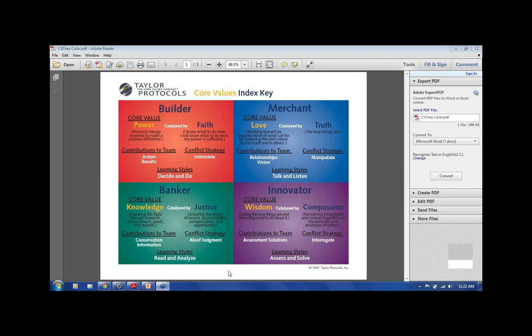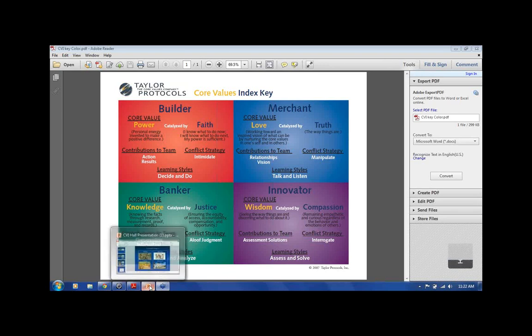Okay, I want to move on to builder. We do have a couple builders in this group. So let's look at what builder looks like. And builder, the core value is power. Now, sometimes we think of power being the ultimate power of, I'm going to stand over everybody and be powerful. That's not necessarily the way builders are. They can be leaders, but it's more on the physical energy of power, so it's personal energy, as it says there, personal energy invested to make a positive difference.